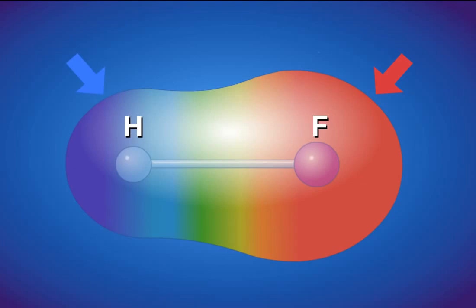This type of bond, where bonding electrons are unequally shared, is called a polar covalent bond. A polar covalent bond can be thought of as an intermediate between a nonpolar covalent bond and an ionic bond.